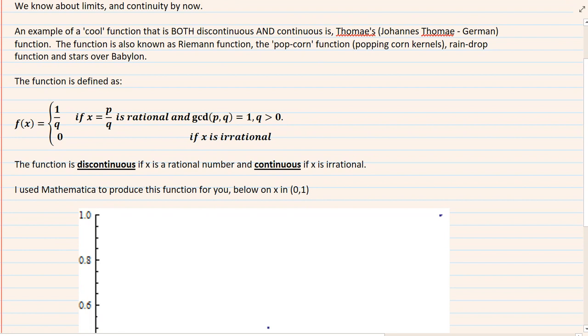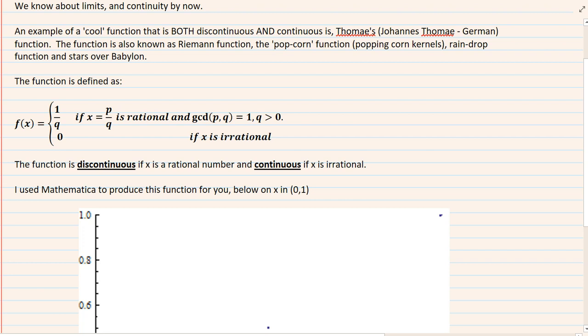It also is known as the Riemann function, and some call it a popcorn function because what you're about to see looks like kernels of corn popping on the graph. Some call it the raindrop function, and it's also known as the stars over Babylon. Fancy, interesting, catchy names, right? Anyhow, what's interesting about this function is that it's a piecewise function, defined as 1 over q and 0.